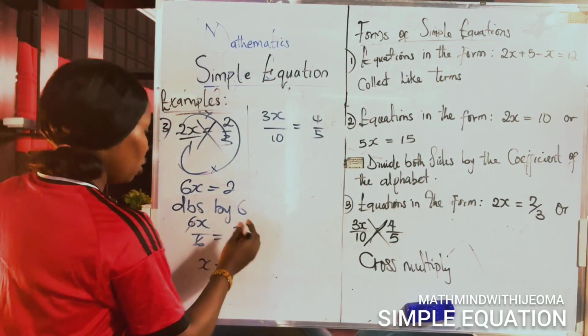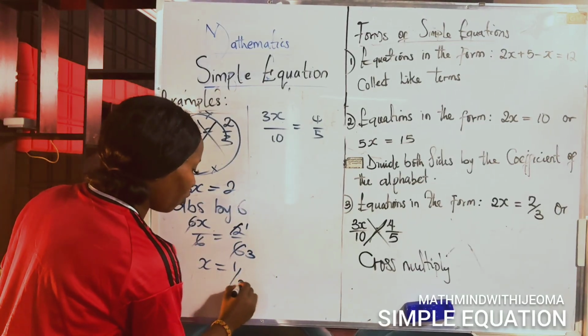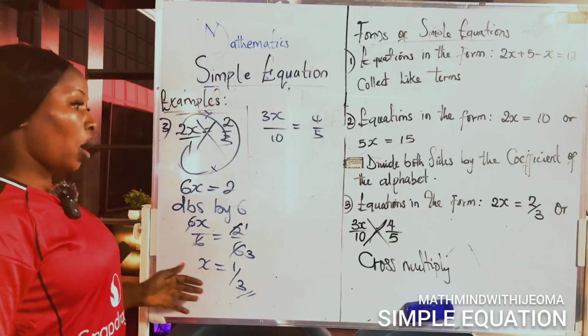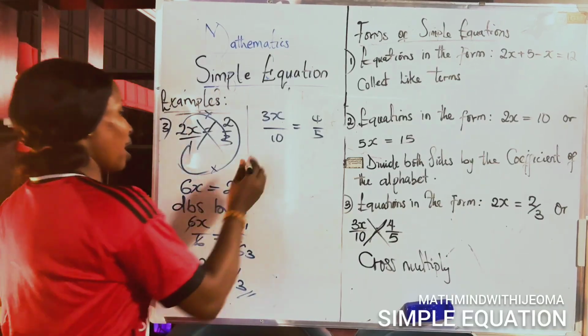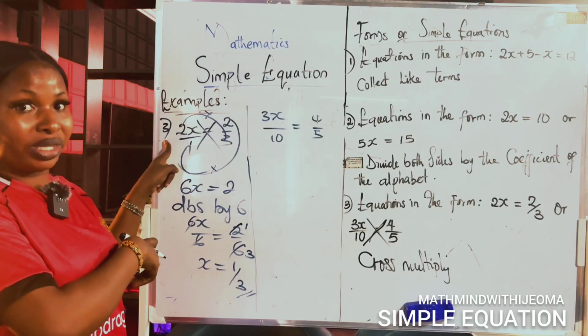So now we have 2 here, 1, 2 in 6, 3. So our final answer is 1 over 3. As simple as that. So, coming to the next example, that is like the third rule still.